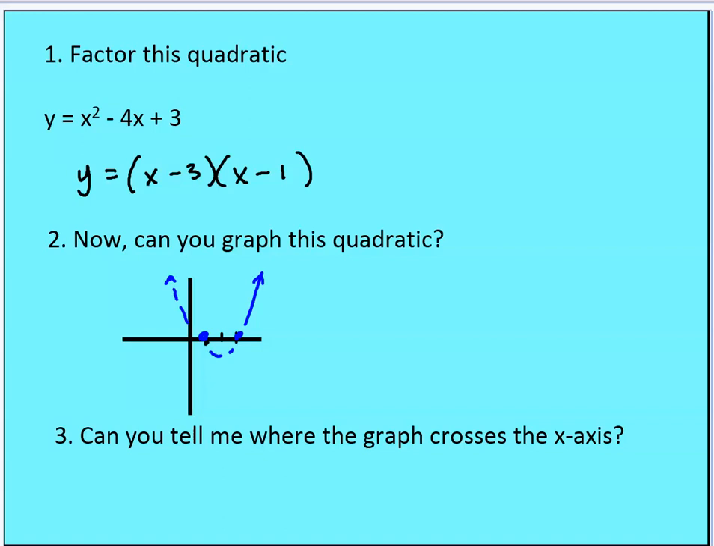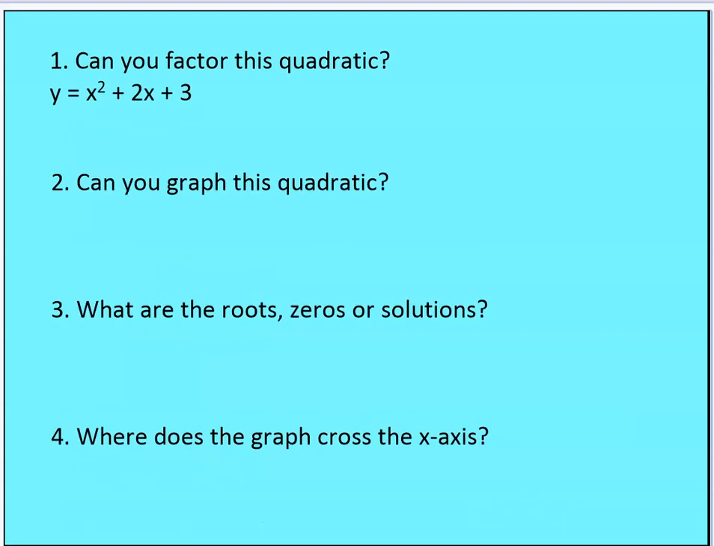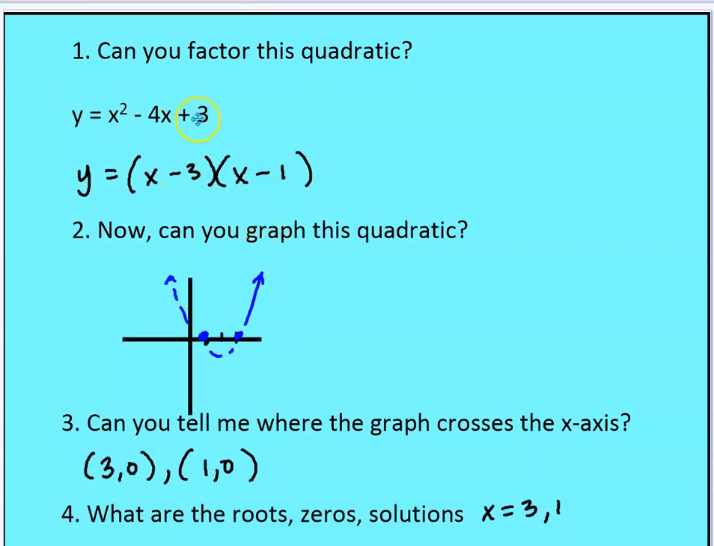All right, can you tell me where the graph crosses the x-axis? You can pause here. The graph crosses the x-axis at (3, 0) and (1, 0), so those are the x-intercepts. What are the roots, zeros, and solutions? You can pause here again. All right, we have x is equal to 3 and 1. And that's it. So we've taken a quadratic, we've factored it, we've graphed it, we've found the x-intercepts, we've found the solutions to the function where y is equal to 0.